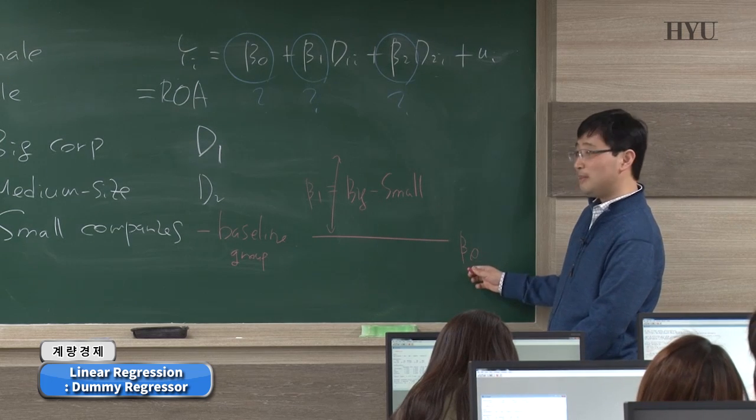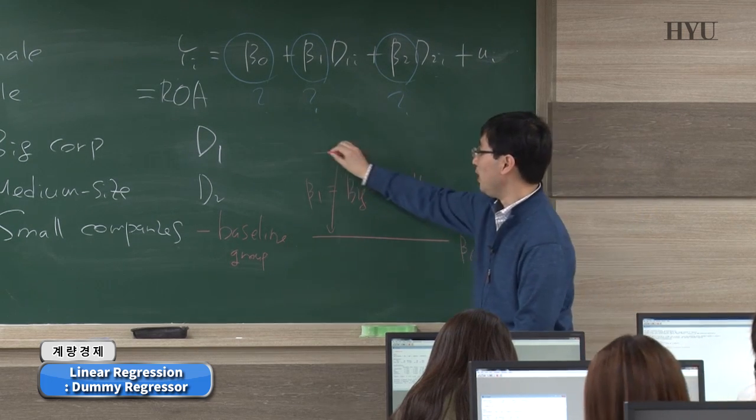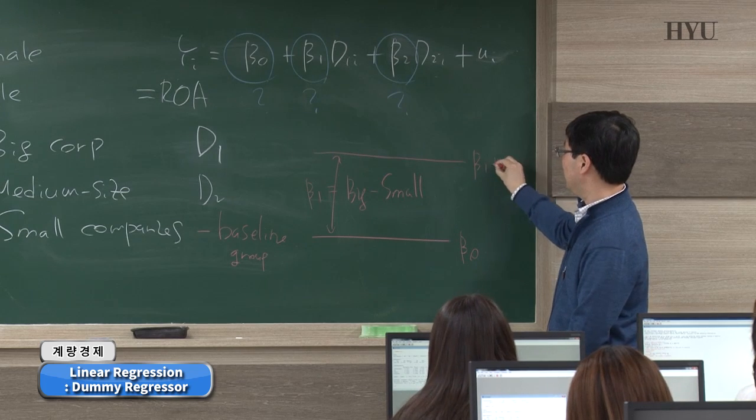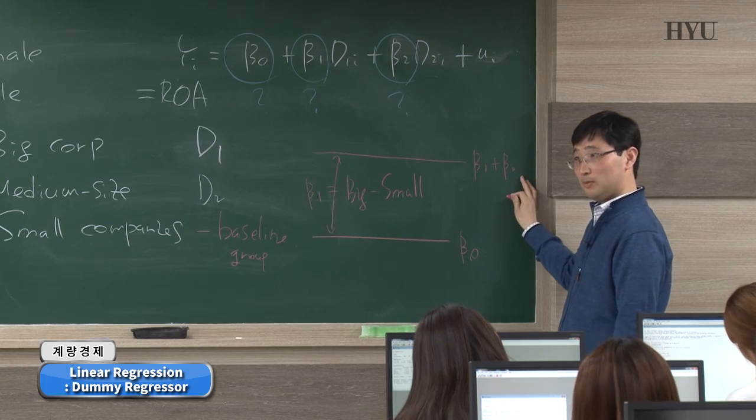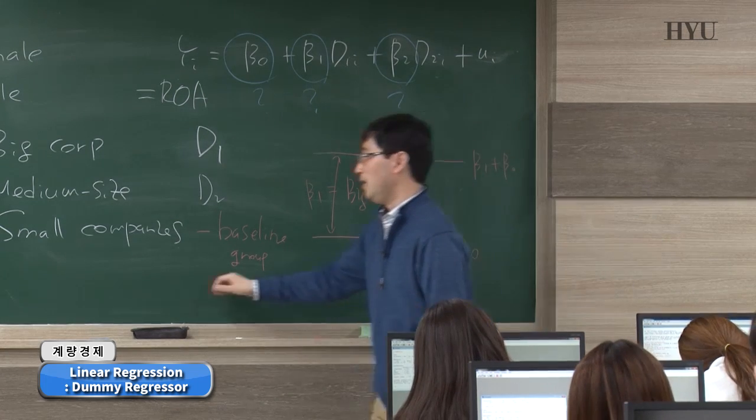So you know the baseline and you know the difference, right? So if you add them, that's the average ROAs of big companies. Okay?